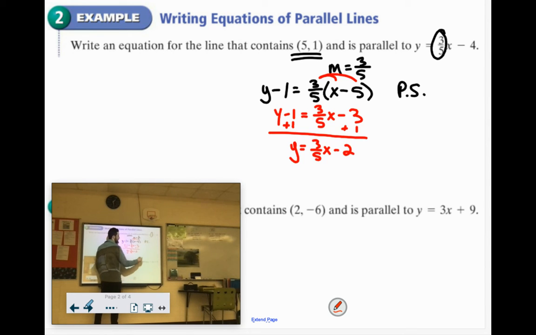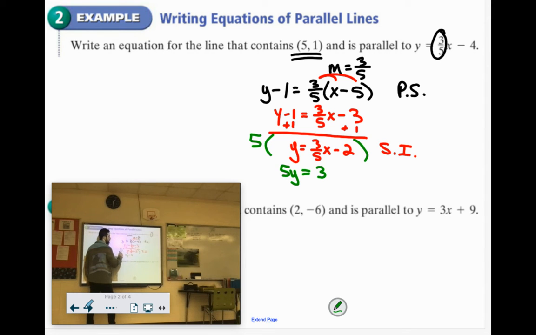Hopefully that shows up. Nice. Now this is your slope-intercept, and that is what they wanted. But let's go next level. You guys are next level humans. Let's also get it in the standard form. So remember, standard form is no fractions, and the x and the y on the same side. So to clear the fractions, we can multiply it out, multiply by 5. So 5 times y is 5y, 5 times 3/5 would be 3, and 5 times 2 is 10.